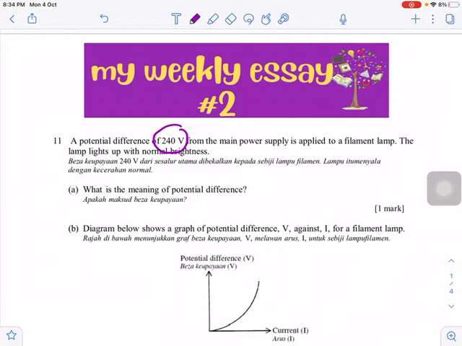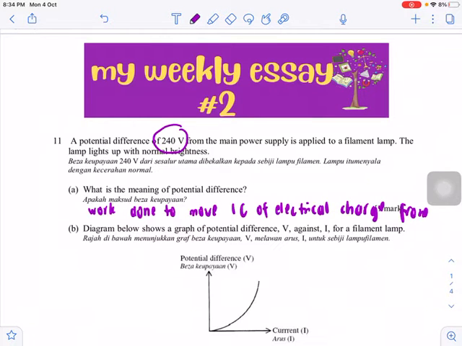Kena tahu dia punya keywords. Apa keywords untuk potential difference? You all dah pernah belajar sebelum ni. Potential difference is the work done to move one coulomb of electrical charge from one point to another. Kena tahu keywords kat sini.